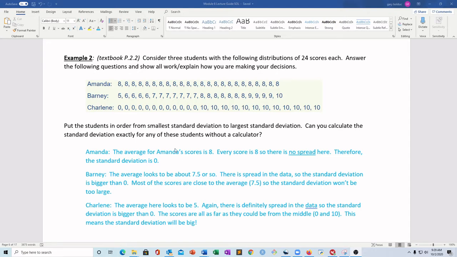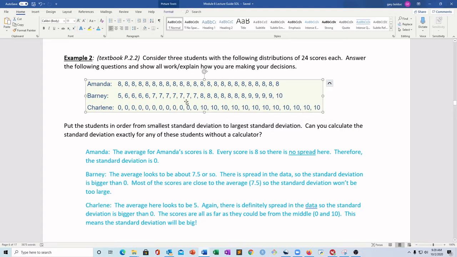So we are immediately going to put Amanda in here first because we want to do smallest to largest. So right here, smallest to largest. Okay, so let's think about Barney now. There's clearly some spread in Barney's scores. On the low end, he had a 5, and on the top end, a 10. So there's definitely a difference there, so we're going to have some standard deviation.